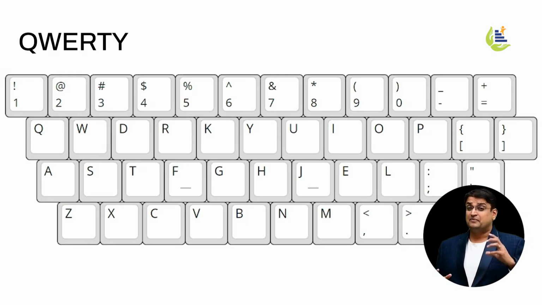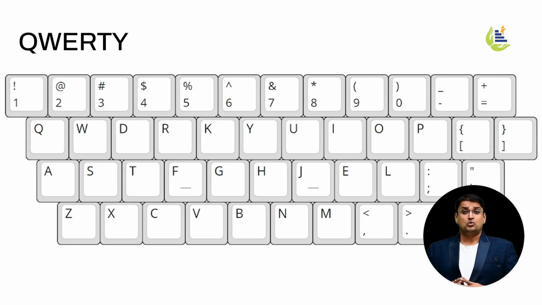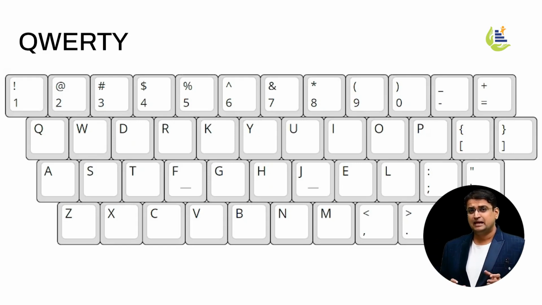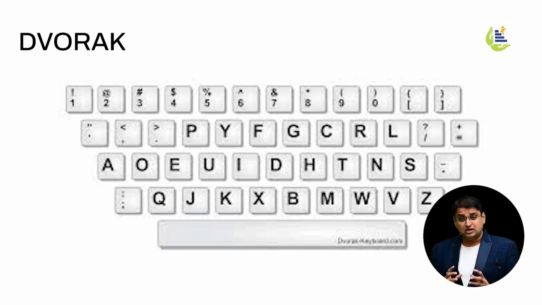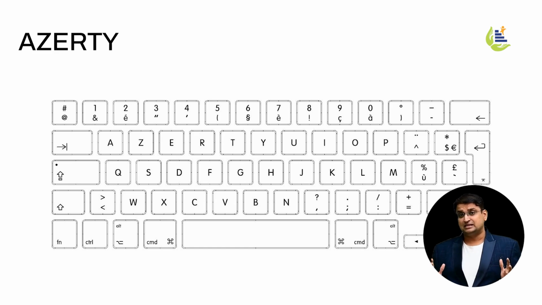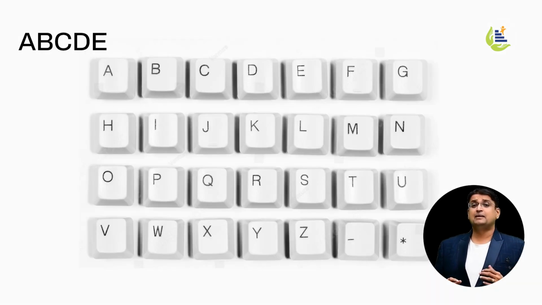Because the QWERTY keyboard layout is the most widely used worldwide, especially in English-speaking countries, and is the standard layout for most computer keyboards. Dvorak is an alternative layout designed for efficiency. AZERTY is used mainly in French-speaking countries, and ABCD and ABCD are not standard keyboard layouts.